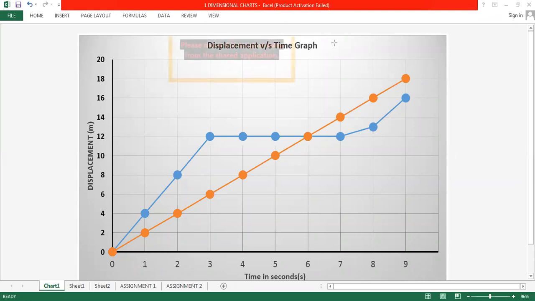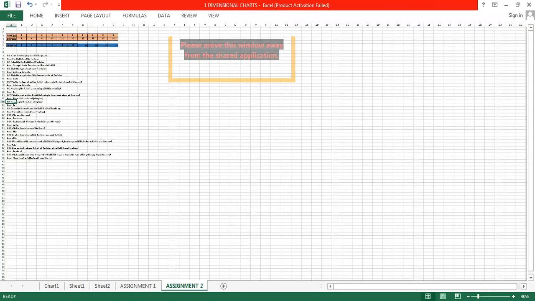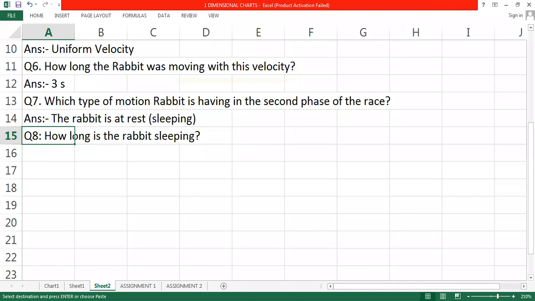Vidula, please check the graph. How long is he sleeping? Look at it. From 3, he started to sleep. So from 3 to 4, 1 second, 4 to 5, 2 seconds, 5 to 6, 3 seconds, and 6 to 7, 4 seconds. So how long is he sleeping? He is sleeping for 4 seconds. Clear? Okay, next.